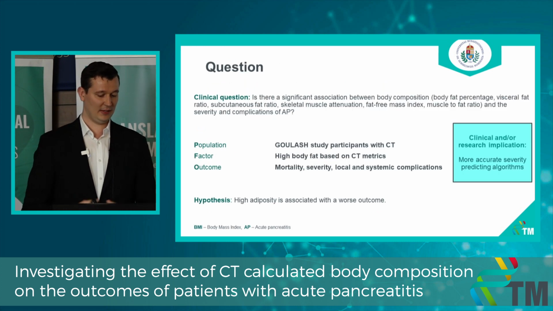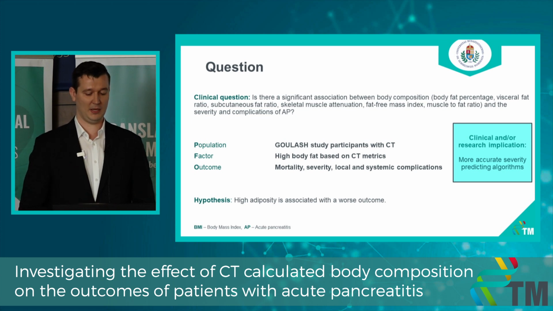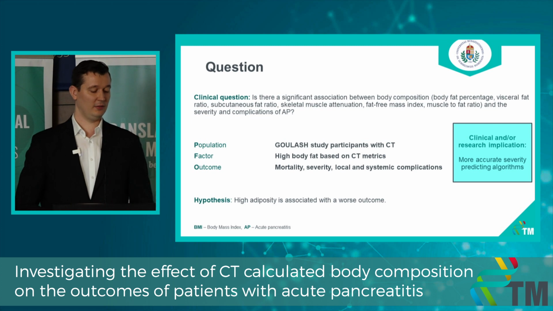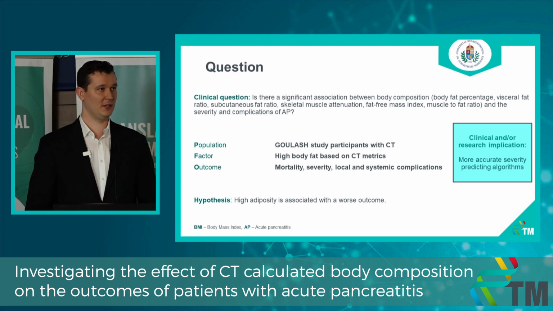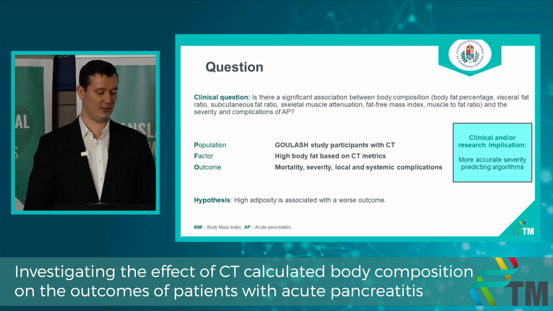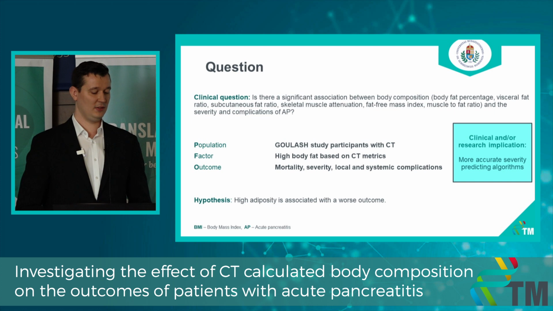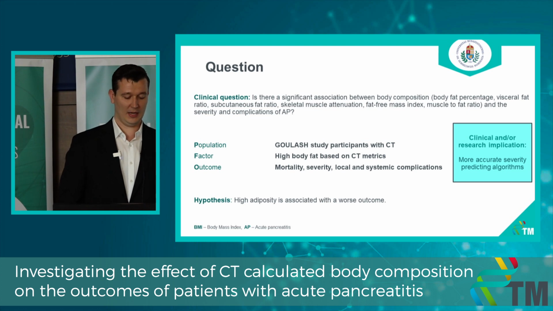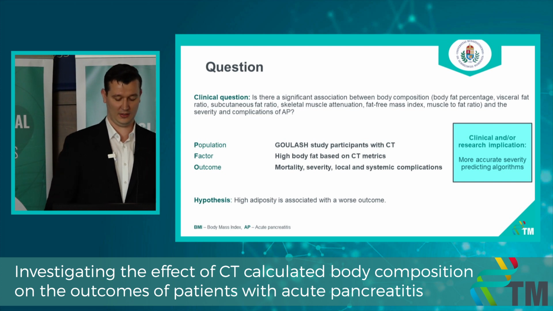So the question is: is there a significant association between these metrics and complications, severity and outcome of AP? And we will employ a PFO framework. We will look at the GULASH study participants that have a CT scan. We will examine them retrospectively and look for the CT-calculated body composition and link them to outcomes. And the hypothesis is that high obesity is associated with a worse outcome.